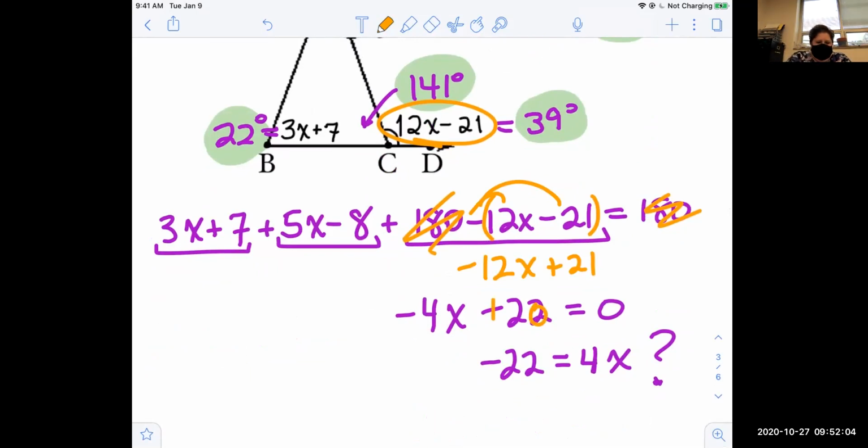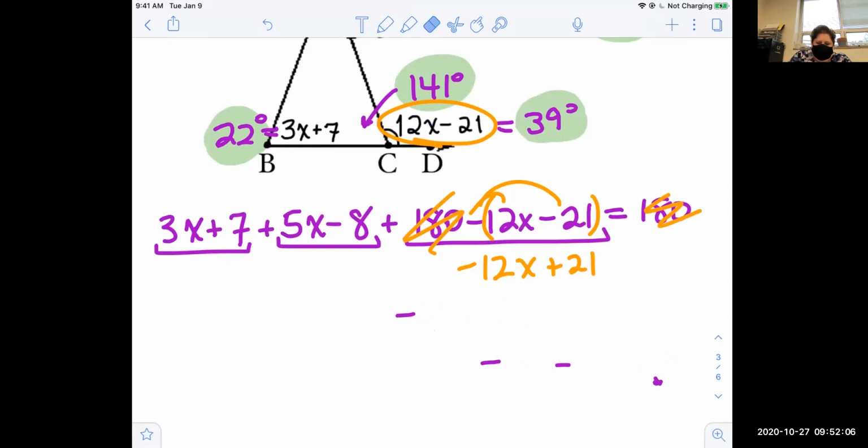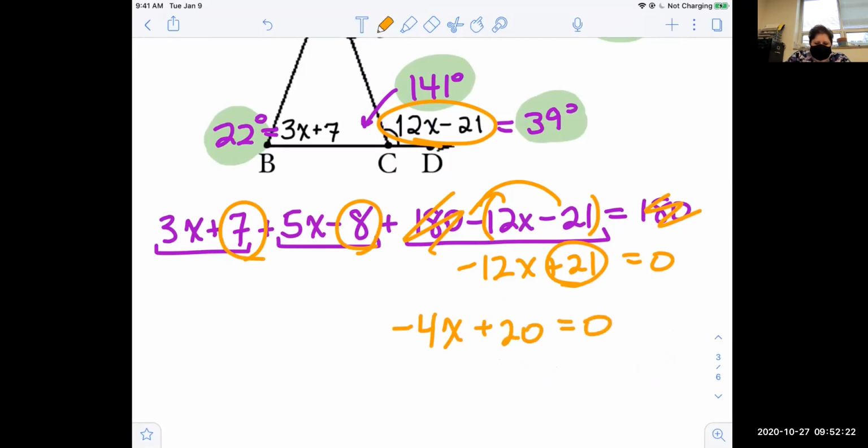Let me do this over. We combine like terms here. So this is equal to 0. We have 8 and negative 12 is negative 4x. And then that's negative 1 plus 21 is plus 20. So 20 equals 4x and x is 5.